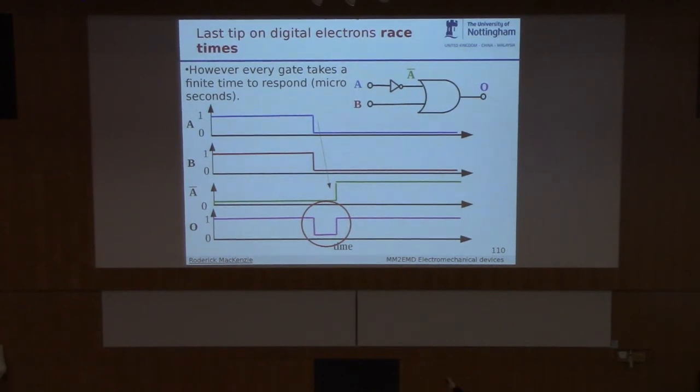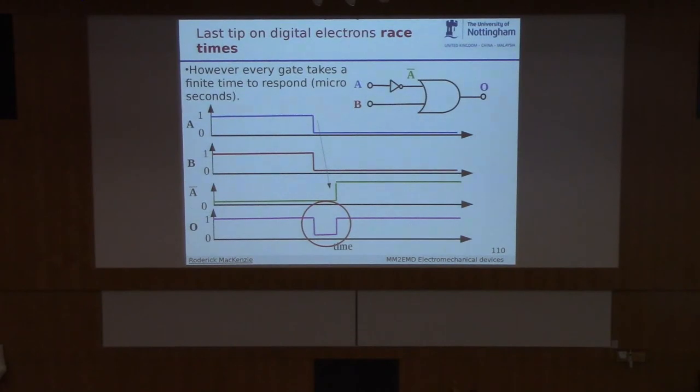So for a finite amount of time, all the inputs to our OR gate are actually zero. So our circuit will produce a zero for a very, very short amount of time. And this is called a race time, because you can think of electrical signals racing through a circuit as you've changed them.